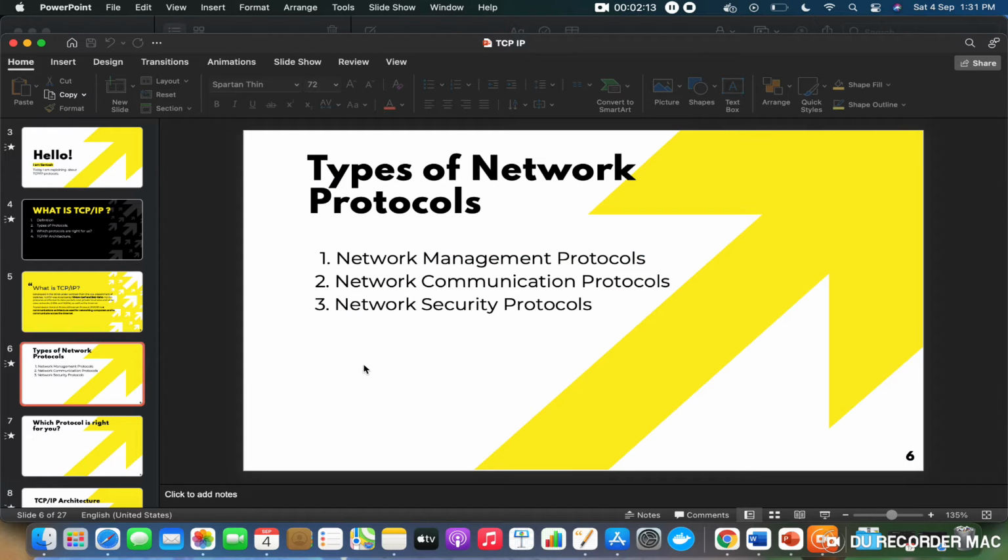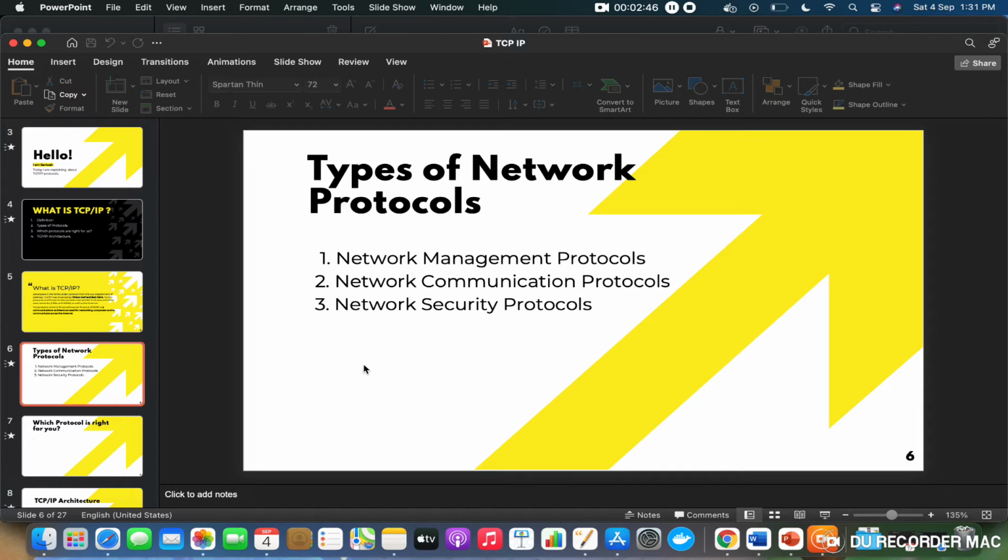There are different types of network protocols also, as I said. They are network management protocols, network communication protocols, and network security protocols. Let us understand one by one. What are network management protocols? Network management protocols are used to manage and maintain the network through protocols such as ICMP and SNMP.